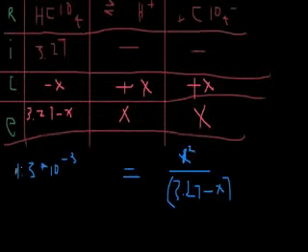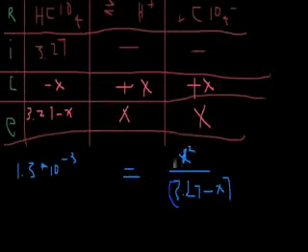Now, this number is really, really small. It's 10 to the minus 3, so it's around 0.000 something. It's pretty small. And if this here is a small number, that means that this side needs to be a small number as well.